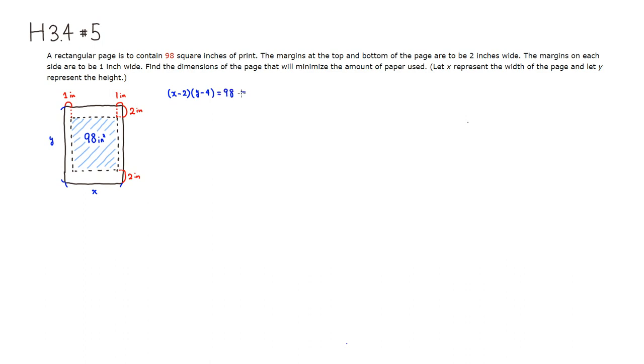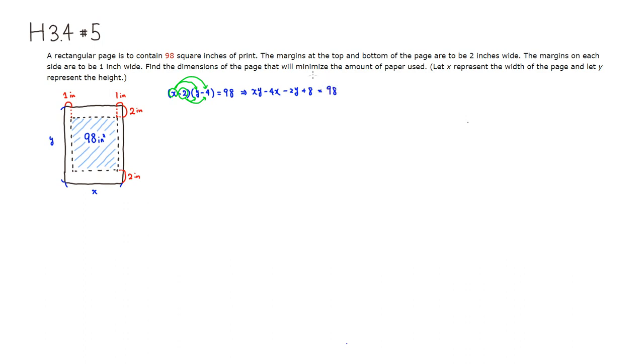Right? So if you multiply this out, we're going to get xy. And I'm just distributing x to y and negative 4 to get negative 4x. Right? And then distribute the negative 2 to y and negative 4. We get negative 2y and plus 8. And this is equal to 98.